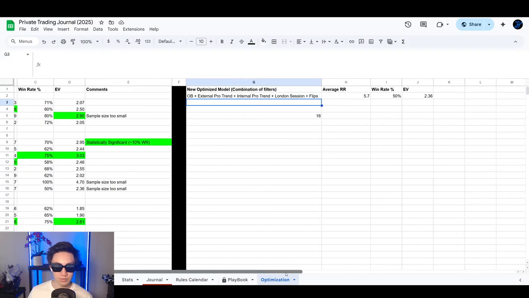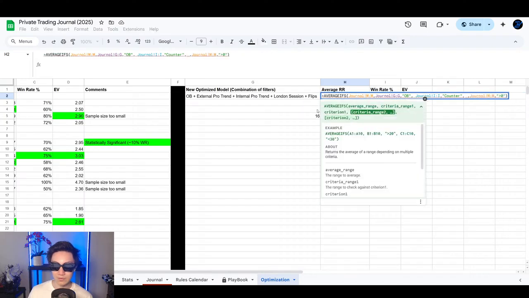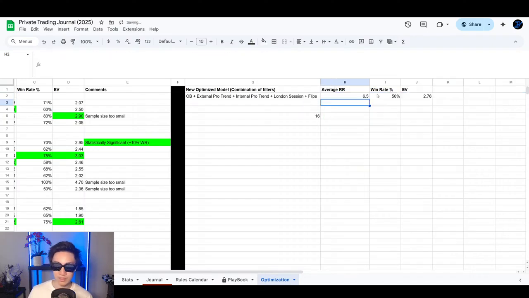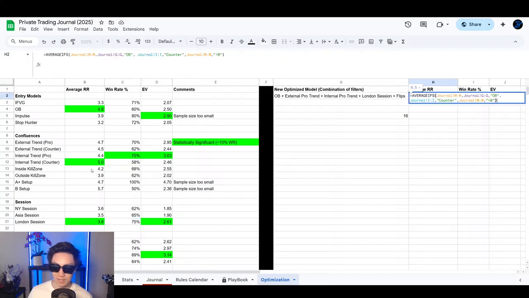But here is the average reward here, 5.7. Optimized. What you can do is see if maybe removing a confluence or filter improves it, and it actually does. So actually, if we take it within all sessions, not just focus on London session, it's a 6.5. So just because we take the highest on each category doesn't mean it will be high, right?